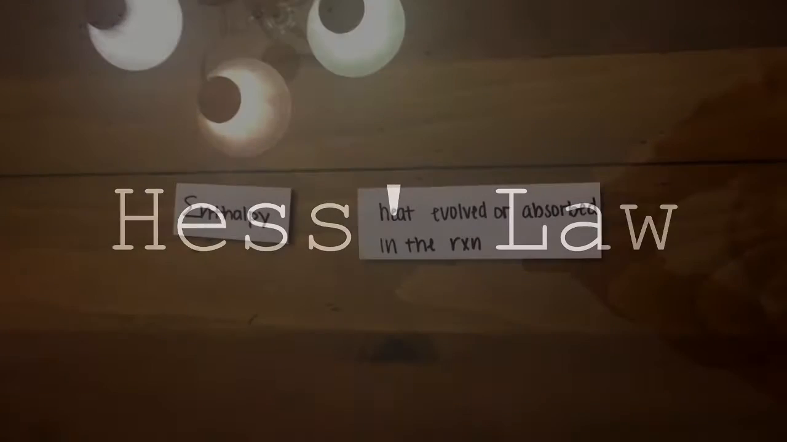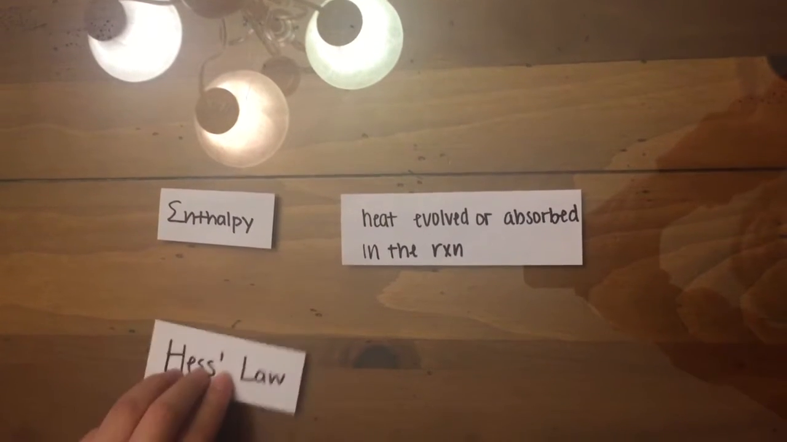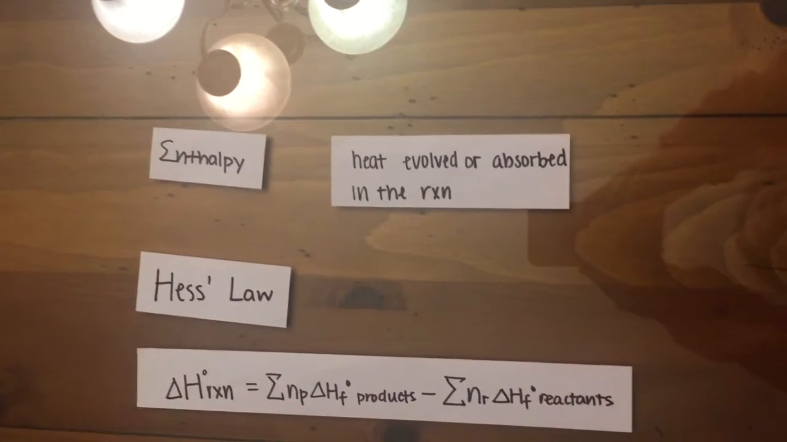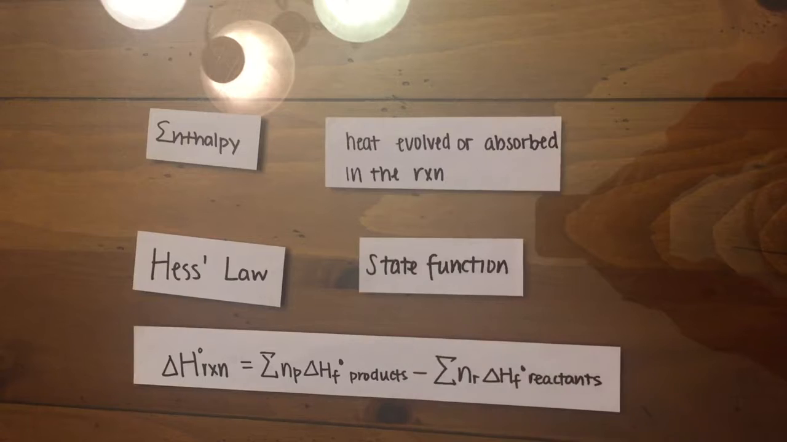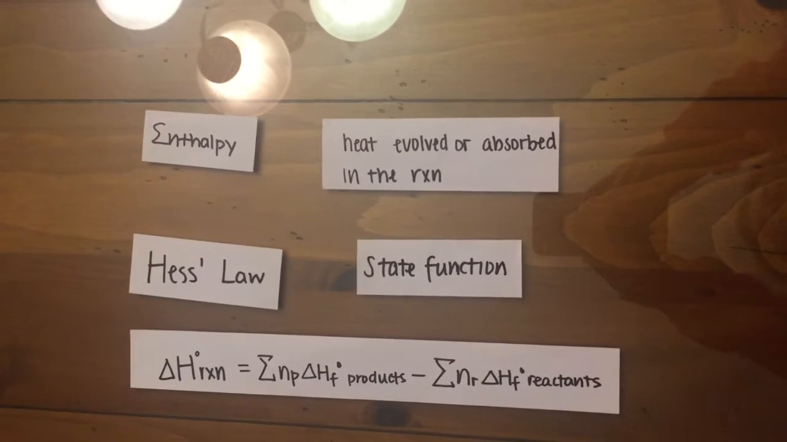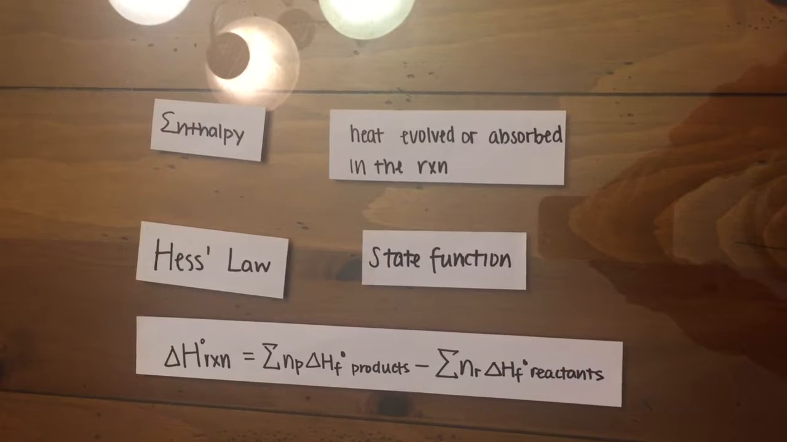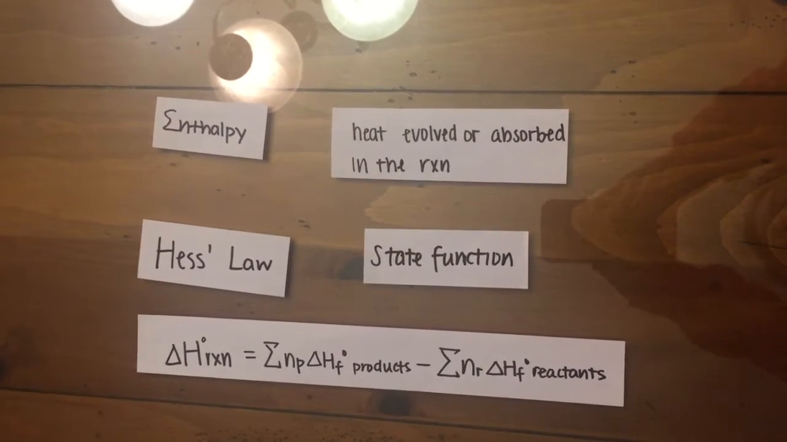So how do we find the enthalpy of one reaction? We use Hess's law to find it. And here is the equation of it. Enthalpy is a state function, which means no matter what the process is, if the beginning and the end are the same, then the value of enthalpy is the same.